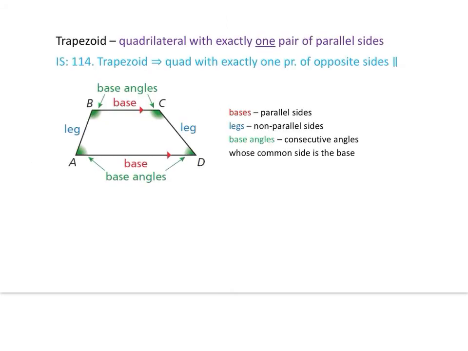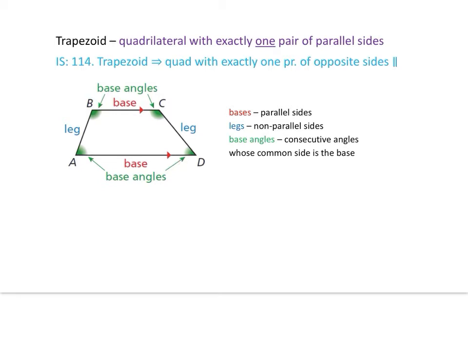Alright, so let's get some vocabulary and implied statements down. We have our trapezoid. It is a quadrilateral with exactly one pair of parallel sides, so our implied statement is: a trapezoid implies a quadrilateral, shortened to quad, with exactly one pair, shortened down to PR, so pair of opposite sides, and then our parallel symbol. Here's a picture. It has four sides.